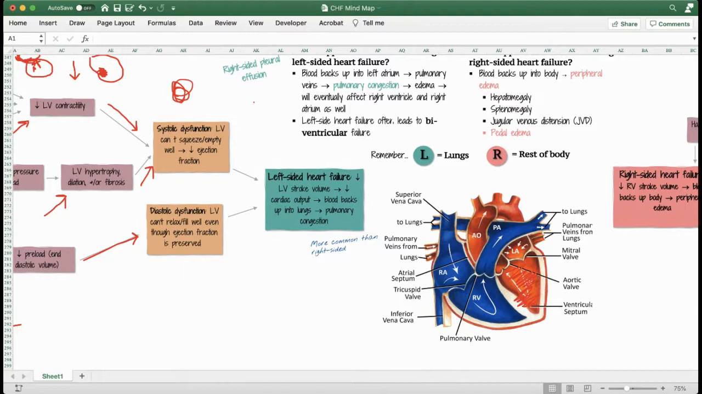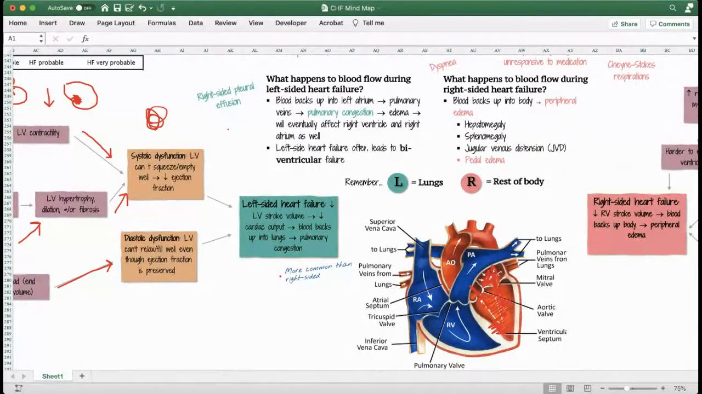And eventually what will happen is it will start to backflow back into the left atrium. And eventually that will backflow to where it comes from, which unfortunately is the lung. And that is why with a left-sided heart failure, you end up with pulmonary congestion, pulmonary edema. And eventually that fluid and that problem can actually back up right through to the right ventricle and then the right atrium, and cause right-sided heart failure as well.